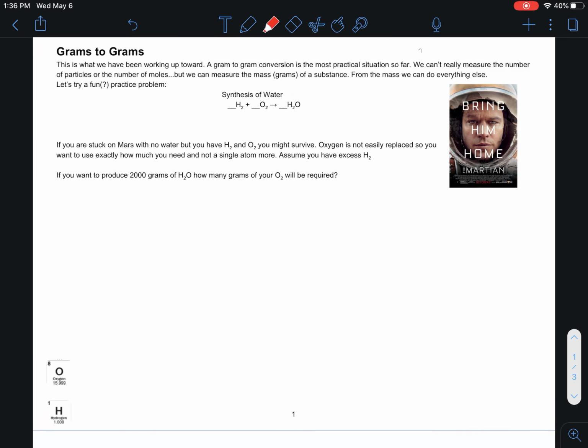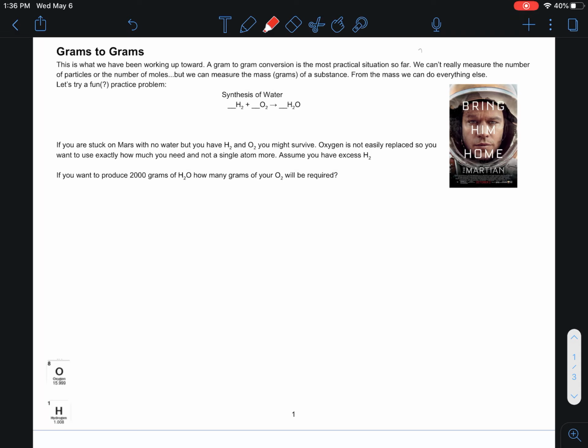Hello, chemistry students. This is our lesson on converting from grams of one molecule to grams of the other when these molecules happen to be in the same chemical formula. You will often see this when someone needs to carry out a chemical reaction and they want a certain amount of product.